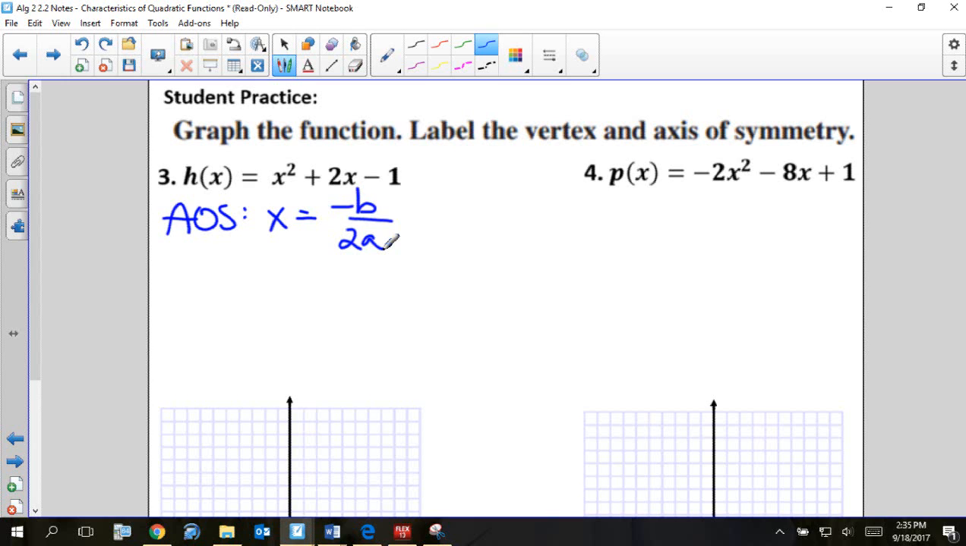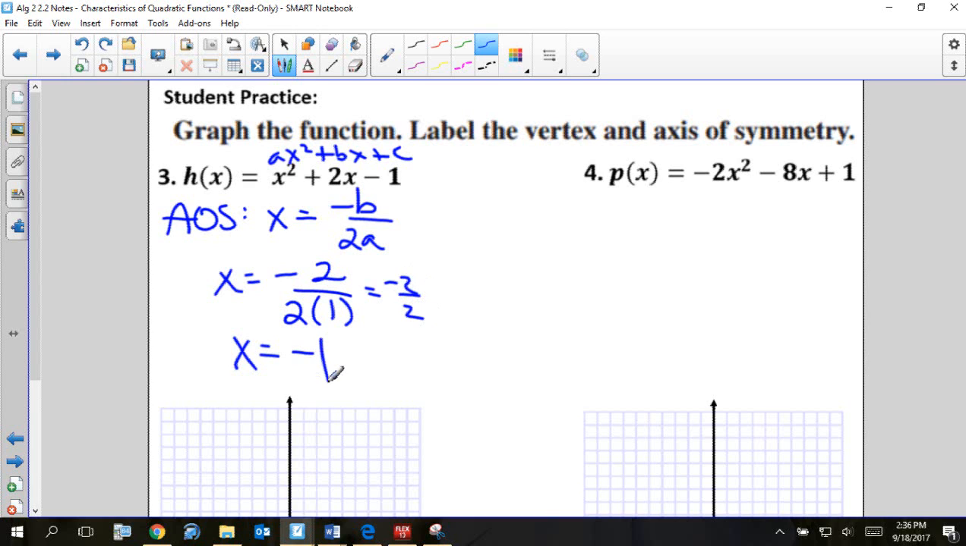All right. So x equals negative b over 2a. What do we got? X equals negative, what is b? 2 over 2 times what is a? What is in front of the x squared? 1. So we have x equals, what do we get? Negative 2 over 2? Negative 1. That's our axis of symmetry.